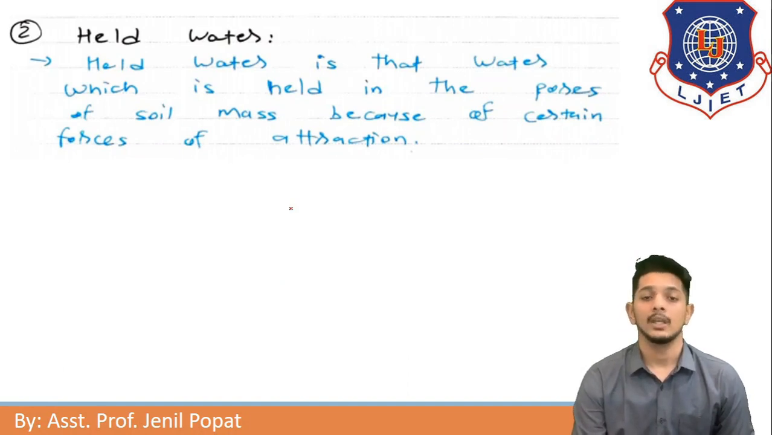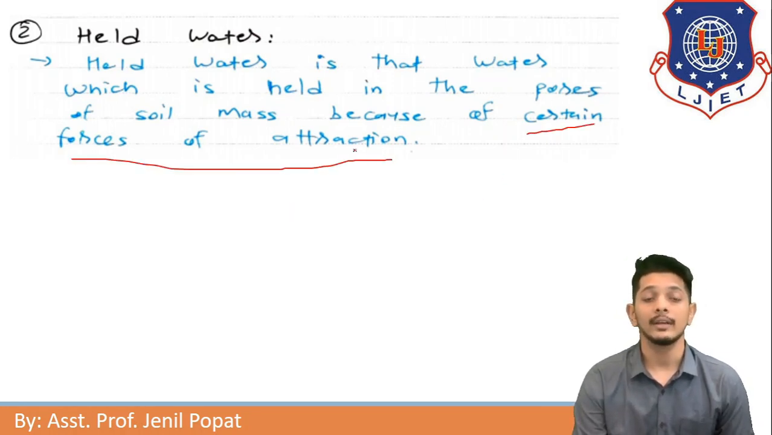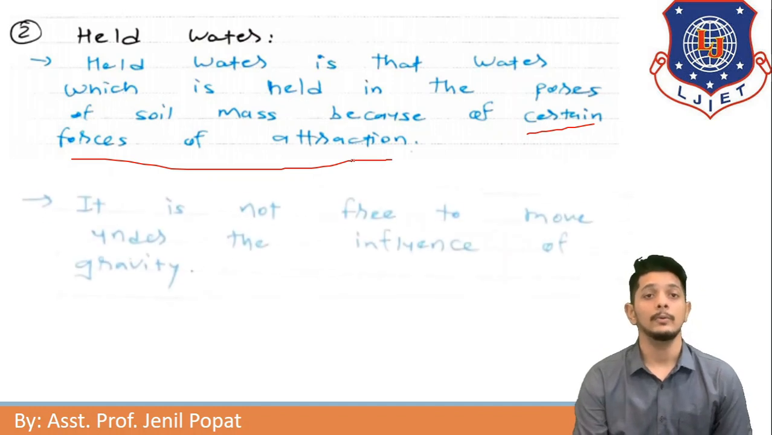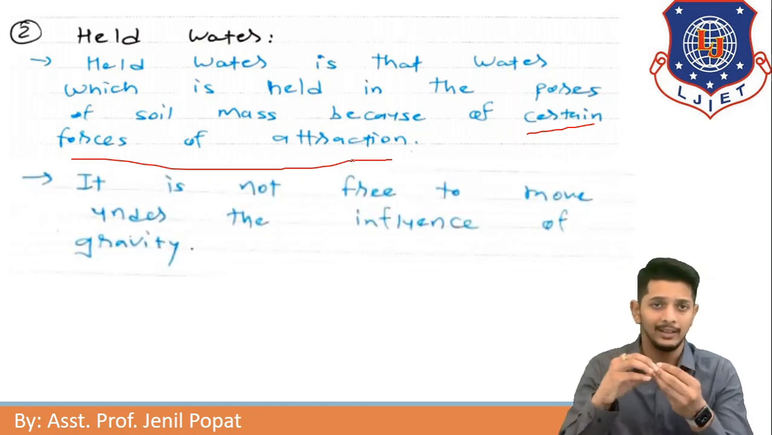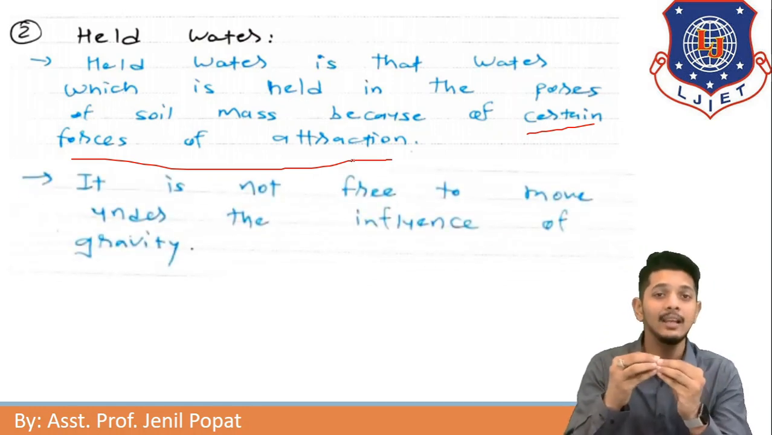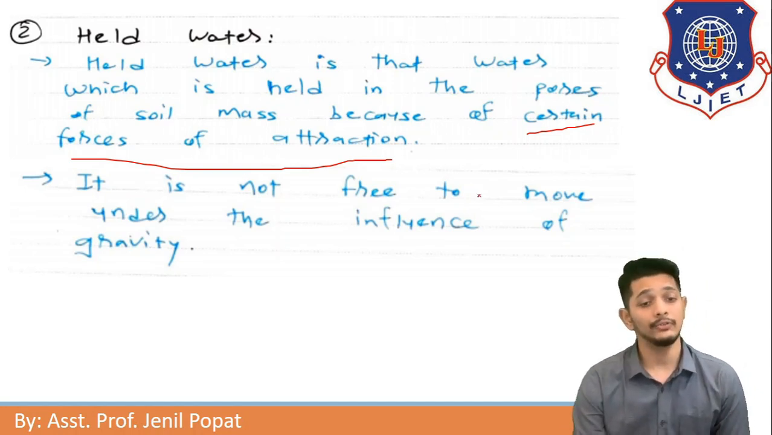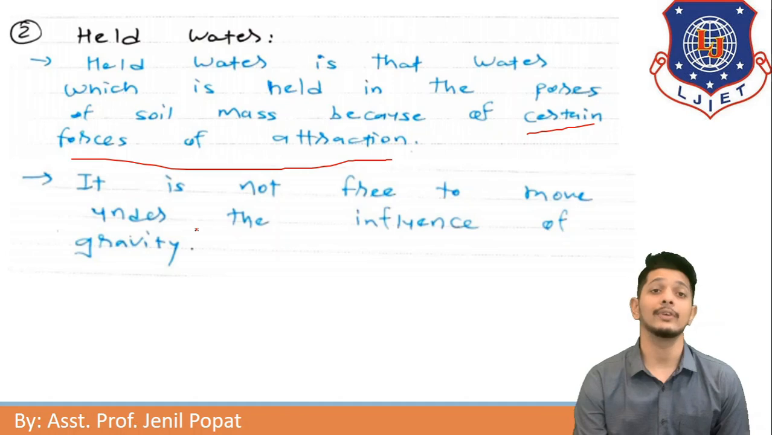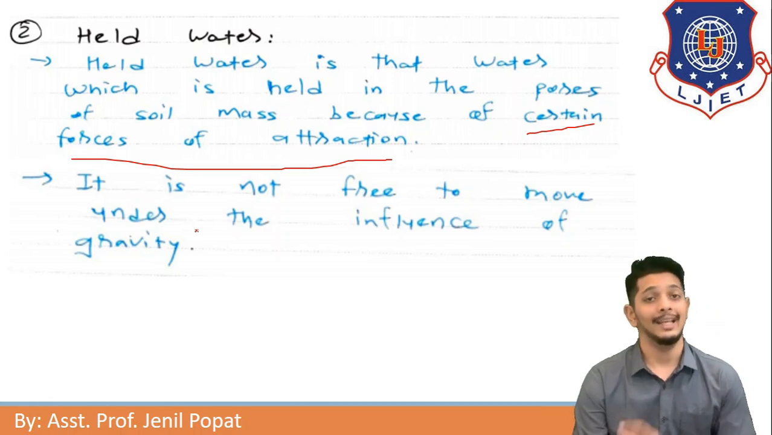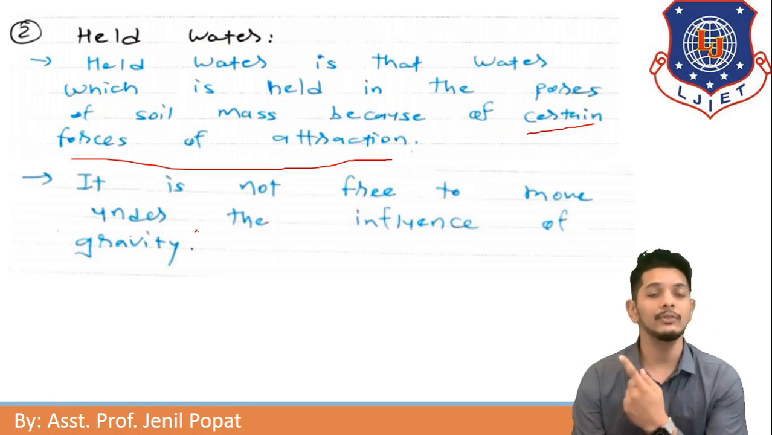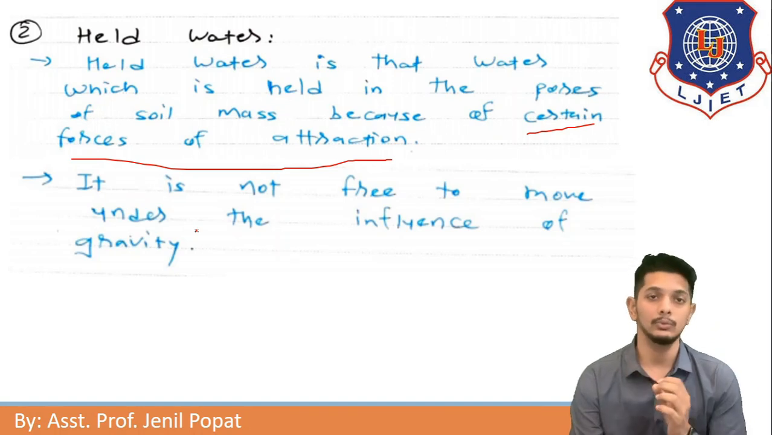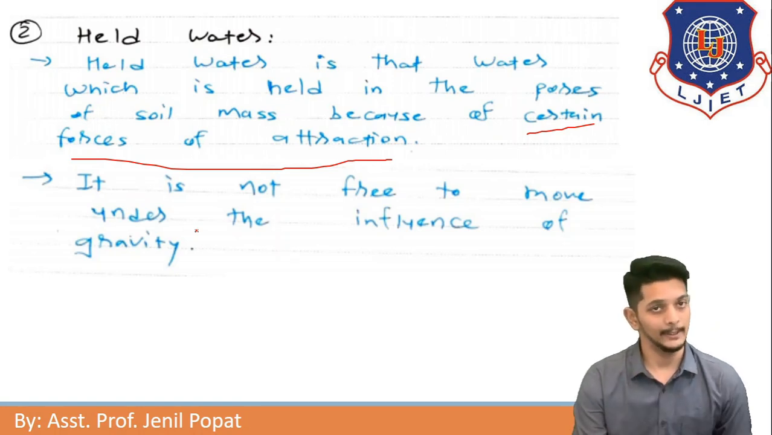Held water. Held water is that water which is held in the pores of soil mass because of certain forces of attraction. So, due to some forces of attraction, the water is held in the pores of soil mass. It is not free to move under the influence of gravity, unlike free water, as previously understood.